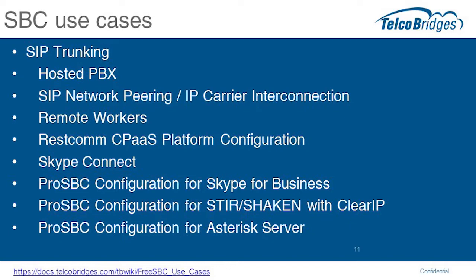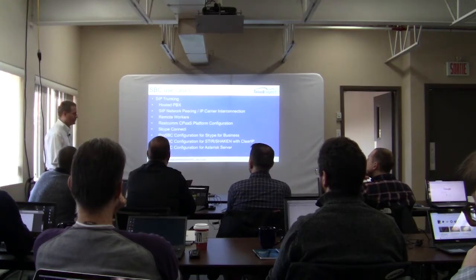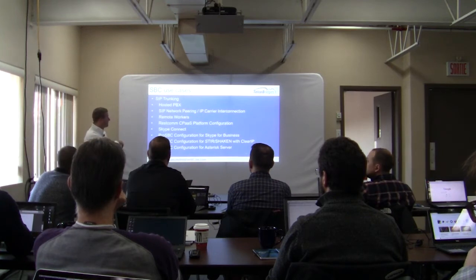this one is STIR/SHAKEN. This has been popular recently. We work with TransNexus for this one, and we redirect to an external server to verify whether the call is accepted or not, for fraudulent calls. Stuff with SRS. I don't know why it's ProSBC here. I don't remember why we used ProSBC. For example, TLS requires ProSBC, but I don't remember why we put it for ProSBC for Asterisk. But these are use cases, and hopefully we'll add more as time goes on.